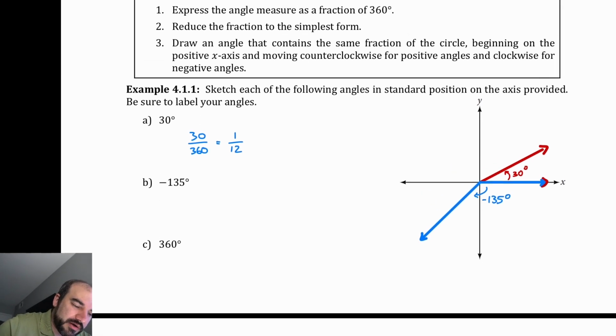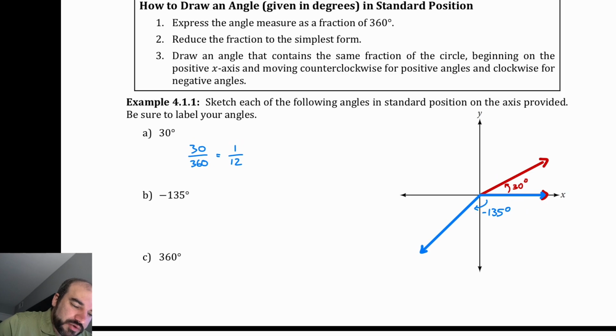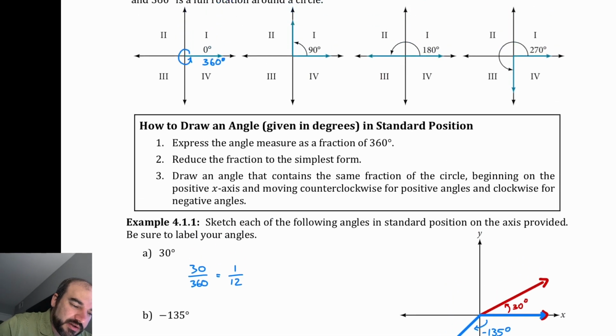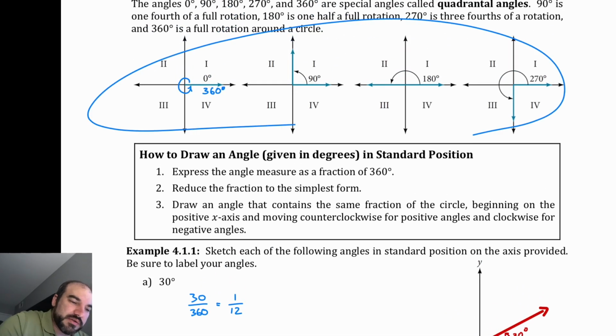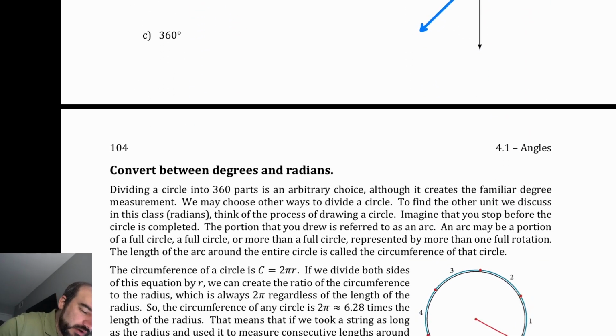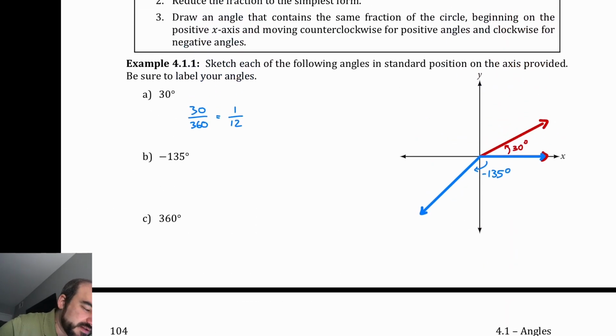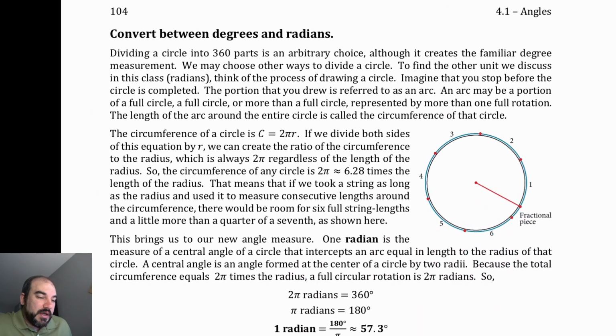All right, now that we know how to draw them in standard position based on the quadrantal angles, we will talk about converting between radians and degrees. So radians is going to be a new, I don't know if you've seen radians before, but we're going to consider it as a new unit for angle measures.